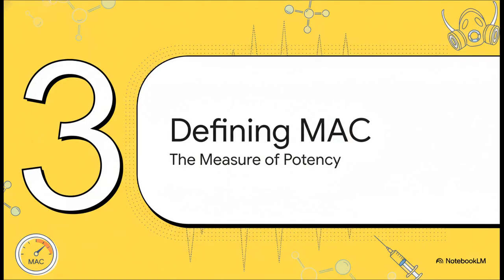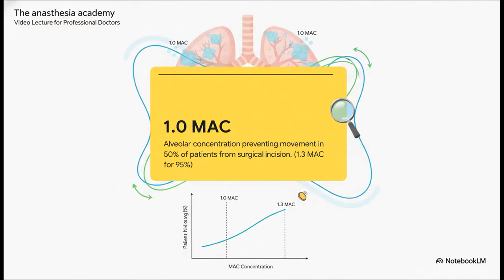All right, on to section 3. Let's talk about MAC. This is our bread and butter, right? The fundamental unit of measurement, the yardstick for the potency of our inhaled anesthetics. We use this concept every single day. The definition is super specific, and it's one you've got to know cold.